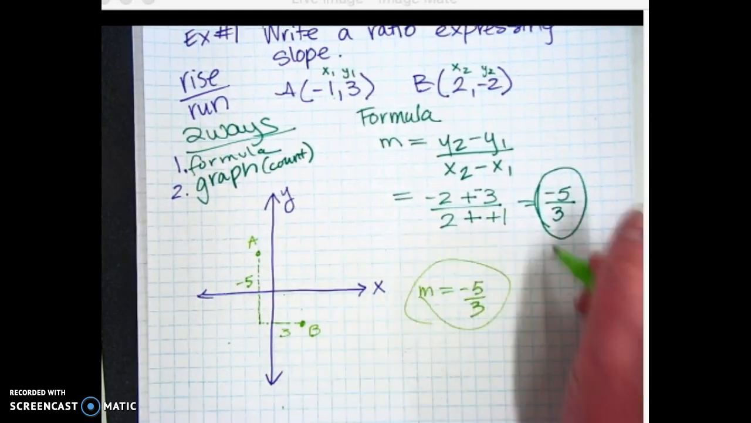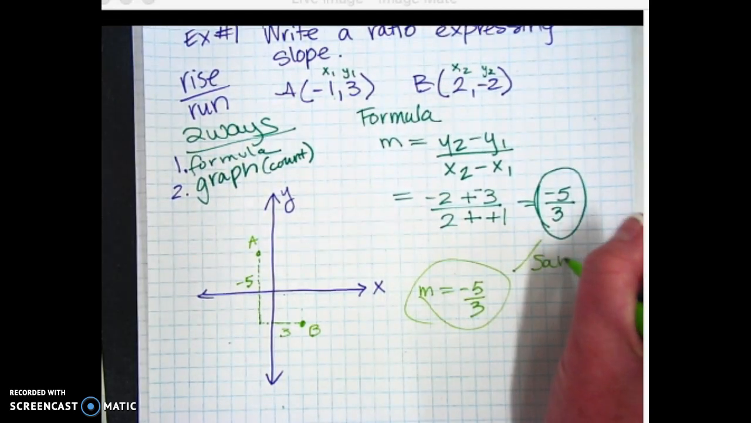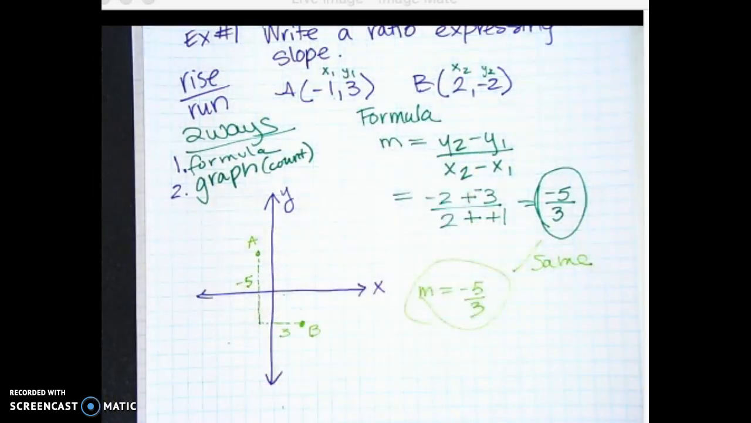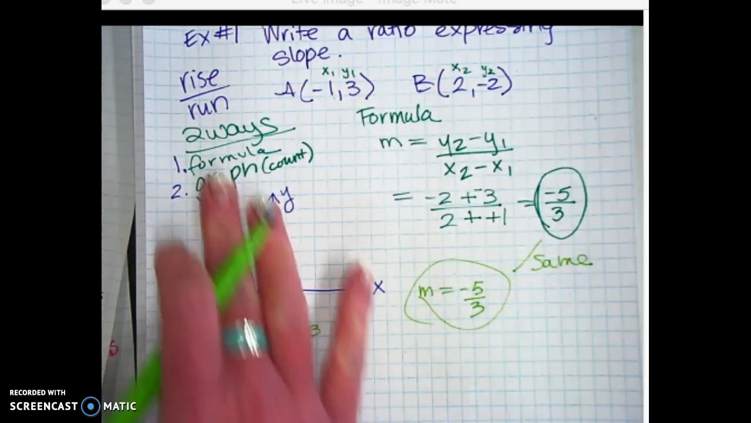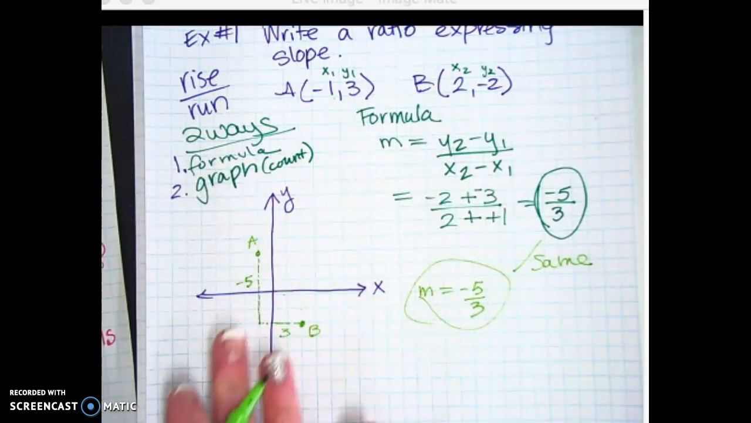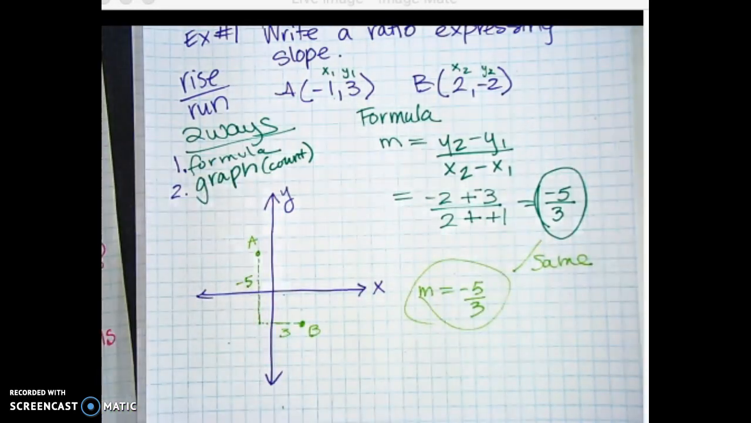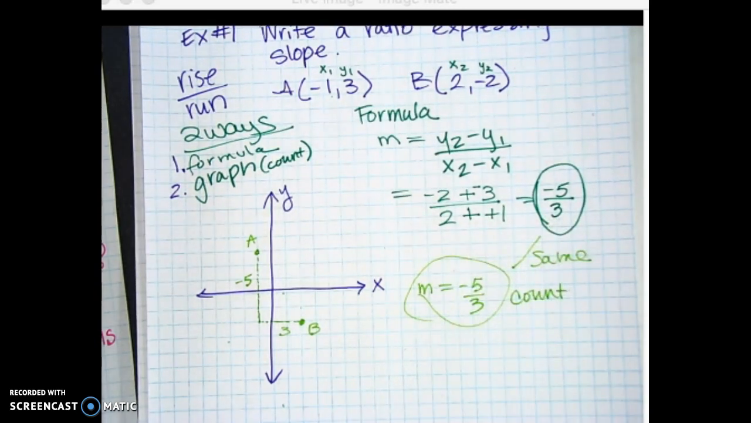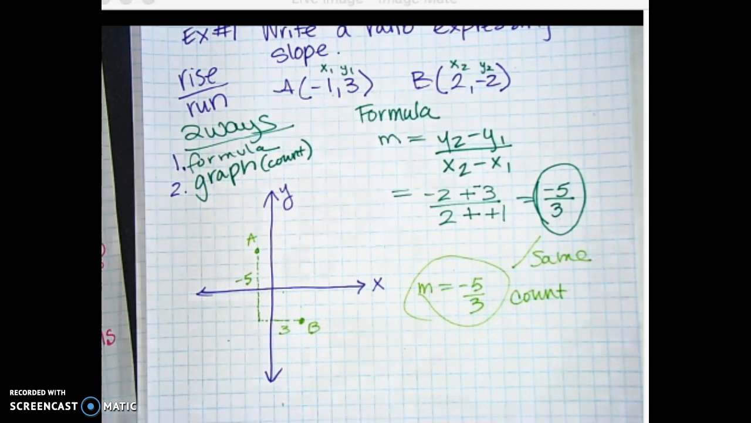Guess what? These two answers are the same. So we just did the same problem. The first way, we did it algebraically. We used the formula. We plugged in the numbers. And then the second way, we did it graphically. We plotted the points, and we simply counted how that slope should turn out. Okay? Which way are you going to do it? Whichever way you prefer. Okay?